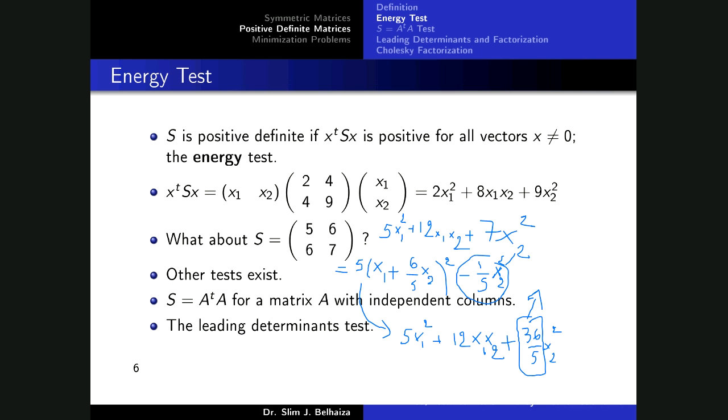Okay, so, but still, even though it might be conclusive in some of the cases, let's say that it's not that interesting to rely on something that is not conclusive all the time. So the most important observation is that other tests exist. And for example, if we can write that S is equal to A transpose times A, where A has independent columns, we can use what we call the leading determinant test. So what is the leading determinant test?